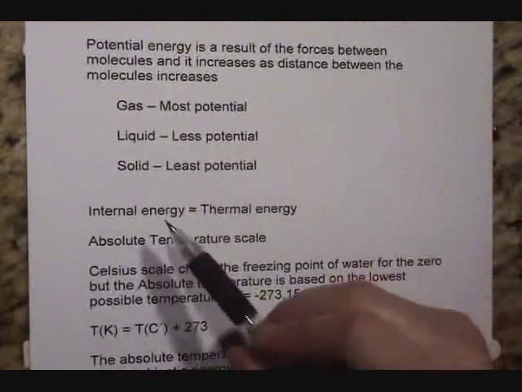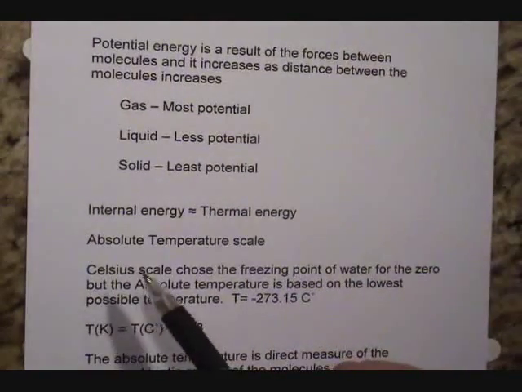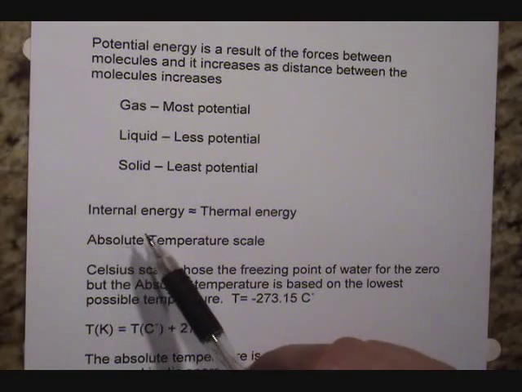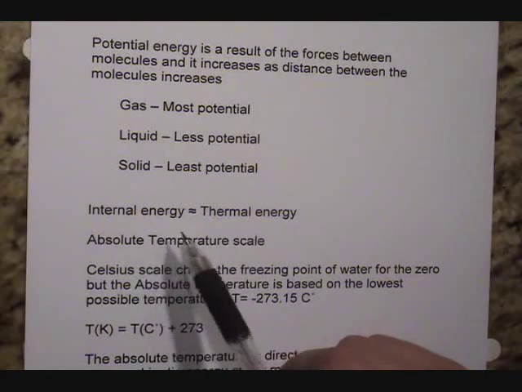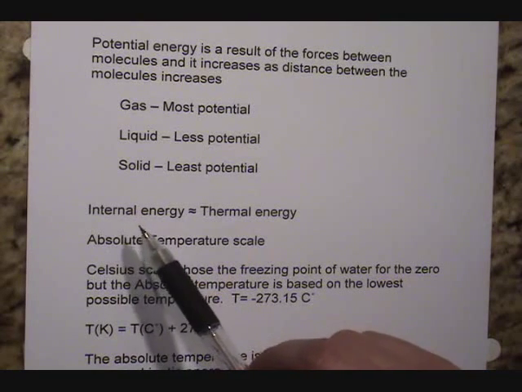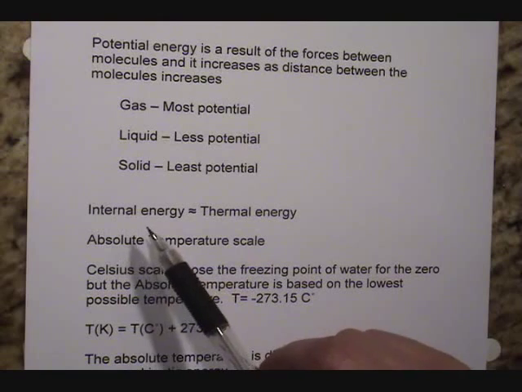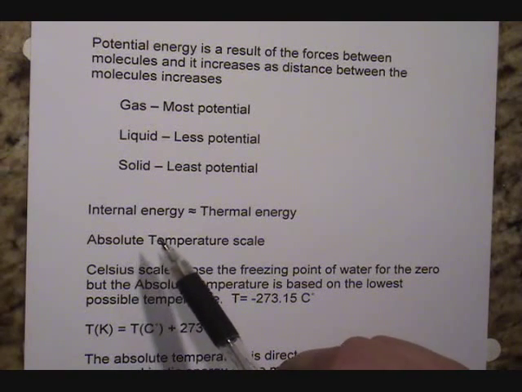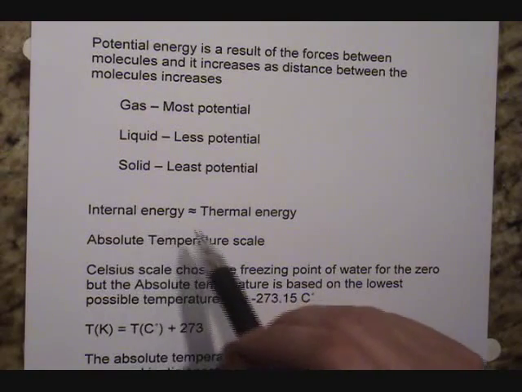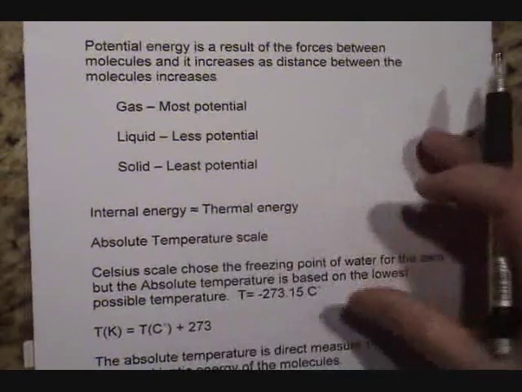Now, frequently you'll hear in other books, although in the book that we're using they don't tend to do it, internal energy and thermal energy are generally considered to be the same thing, but internal energy is really the proper way of thinking about it. Internal energy is the combination of the kinetic and the potential energy of the individual molecules in any substance. But you'll oftentimes hear them used interchangeably with the word thermal energy.